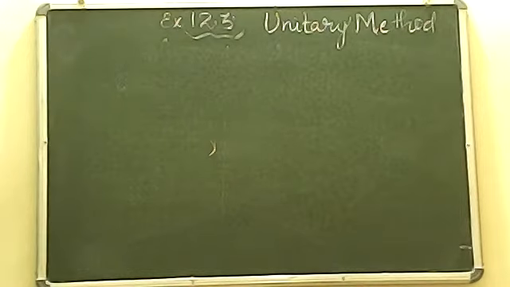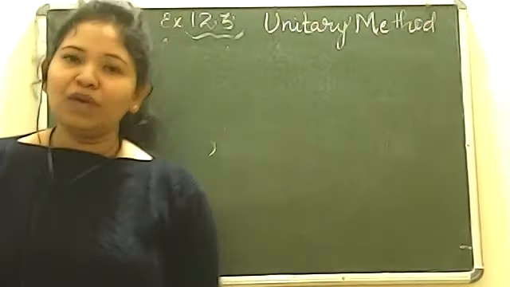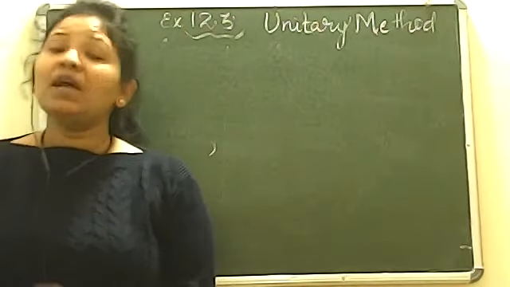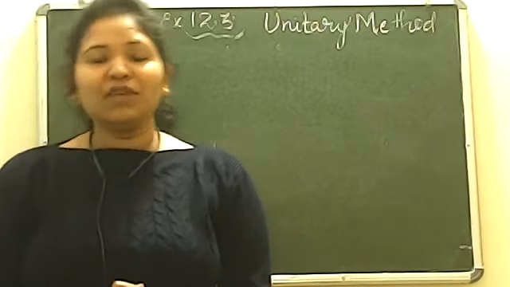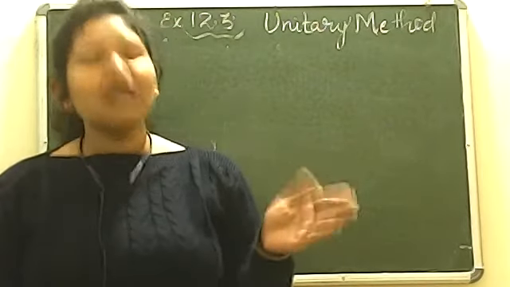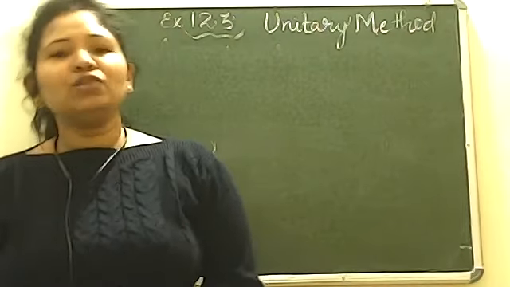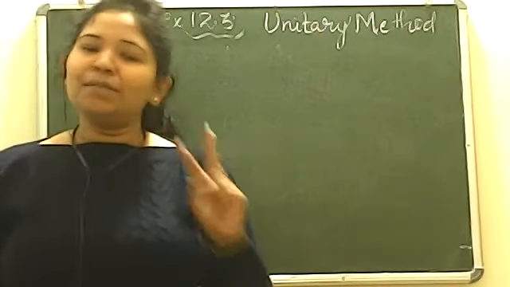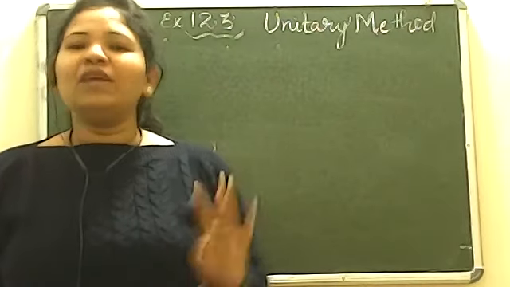Now, unitary method is based on two concepts which were taught by me, one to many and many to one. One to many means when we have the value of one and we are finding the value of many things, that will be known as one to many multiply. Many to one means when you know the value of many things and you want to find out the value of one particular thing, that means you are going to divide. So just simple two concepts, one to many multiply and many to one divide.